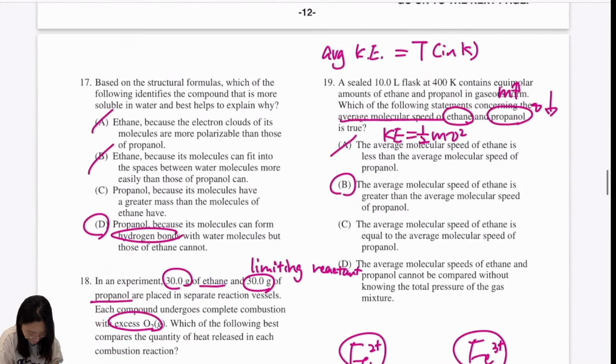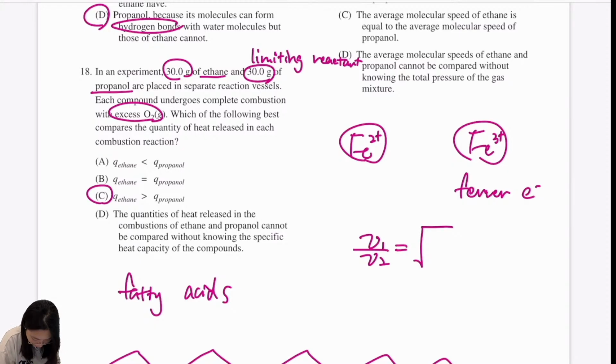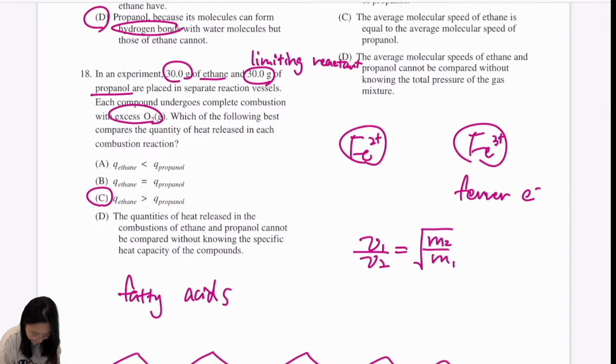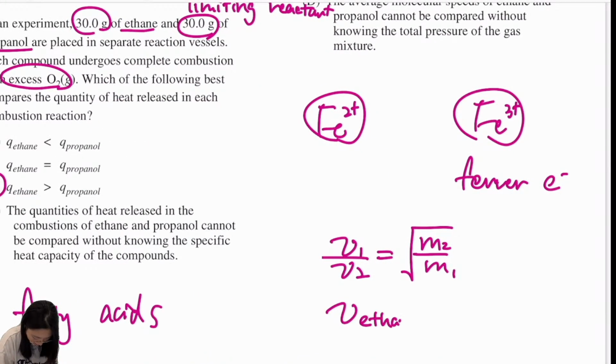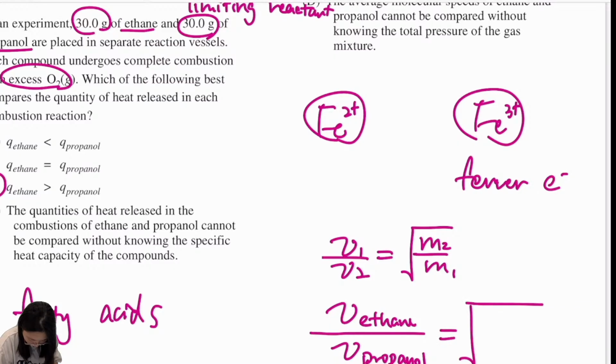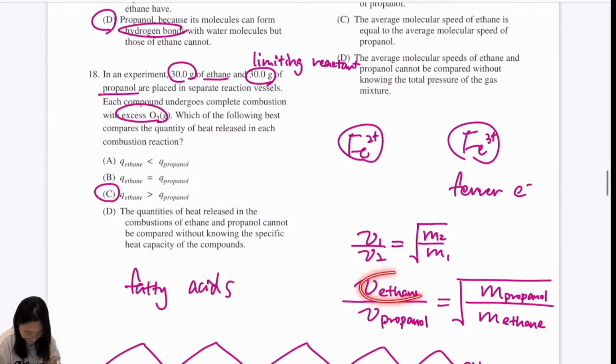Okay, so for this, remember that when two gas particles have the same kinetic energy, then their speed ratio V1 over V2 is the square root of M2 over M1. M1 and M2 represent the molar mass. So the speed of ethane to the speed of propanol is equal to the square root of the molar mass of propanol to the molar mass of ethane. And obviously, propanol has a greater molar mass, so ethane has a greater speed.